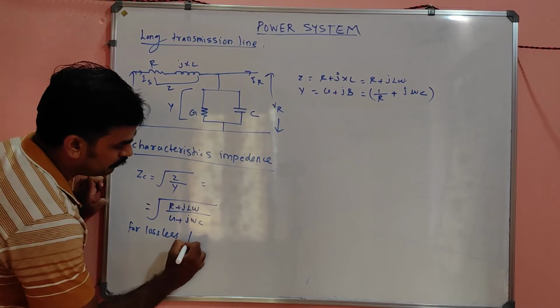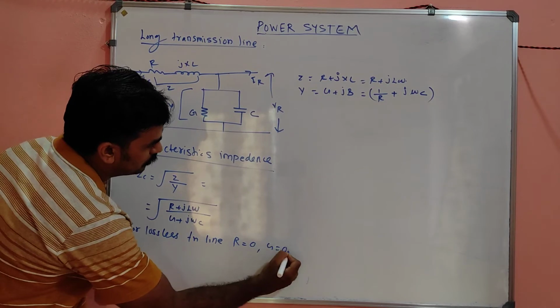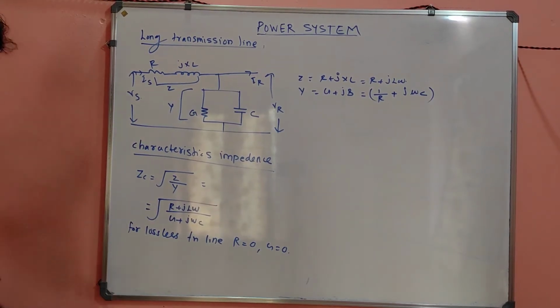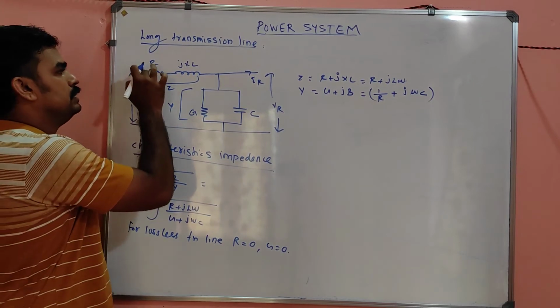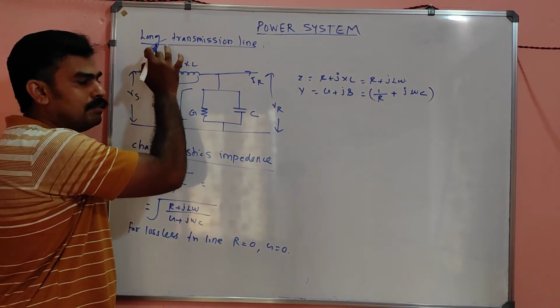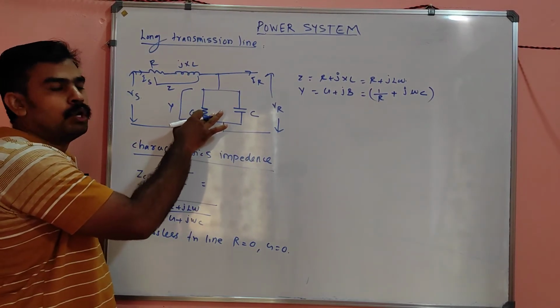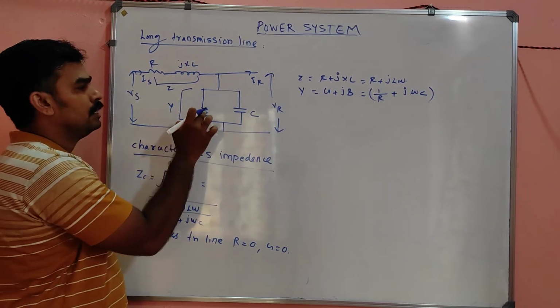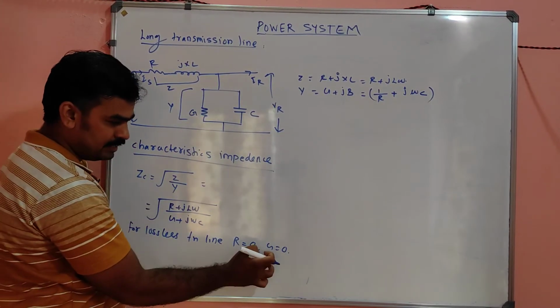For a lossless transmission line, R is equal to 0 and G is equal to 0. What is the meaning of lossless transmission line, my dear? Lossless means there is no loss. So in series impedance consideration, no loss means there will not be any R, so R will be equal to 0. For parallel consideration, no loss means this resistance will be infinity, which happens only if G is equal to 0. That's why G is equal to 0.